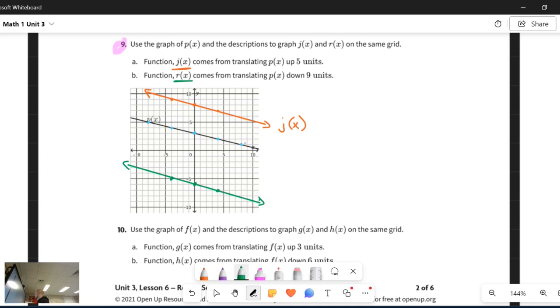And go down and grab that. So we've got R of X. These vertical shifts just mean that every point in the original function is getting raised or lowered depending on what's there. If it's an up, it's a plus. If it's a down, it's a minus. Awesome.